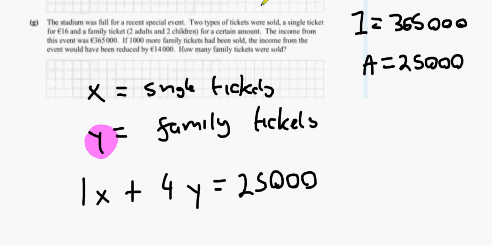Alright, so let's think about this. We got to figure out how the money was made. Now, we don't have the cost of a family ticket, do we? Does it mention anything about the cost of a family ticket? So what letter do I need to use for that, lads? Pick a letter that's not in use. C or Z. I'll use C because it's not in use. Now C is the cost of a family ticket.